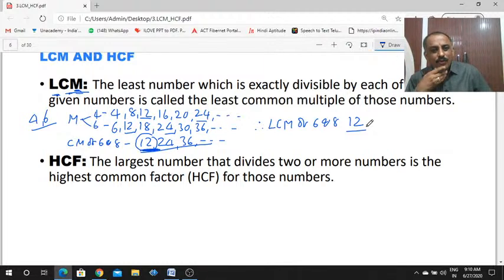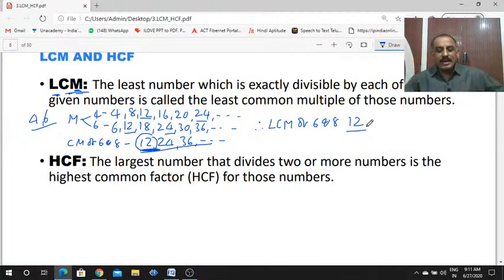Of course, 4 and 6 are small numbers. You can write the multiples of 4 and of 6. But to find the LCM of numbers like 24 and 48, can you write all their multiples? No. For example, what is the LCM of 120 and 136? Can you write the multiples of 120 and 136? That will take time. So don't follow this method.